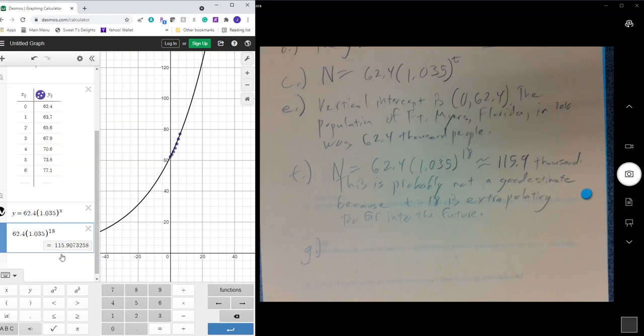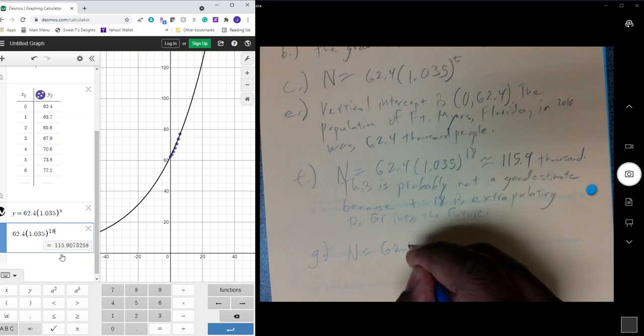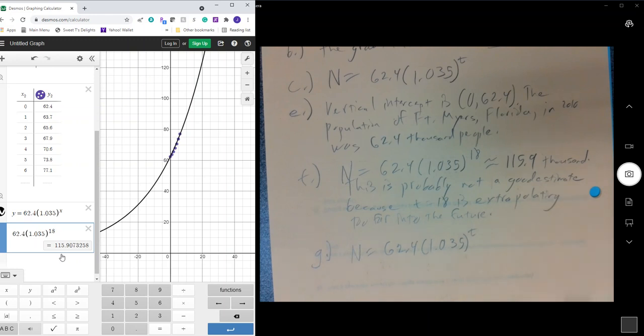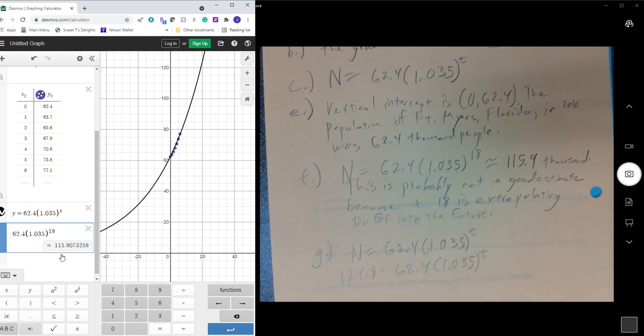Now it says here, use the exponential function of the population, the graph of, or table feature of your graphing calculator to estimate the number of years it would take for the population of Fort Myers to double from 62.4 thousand to 124.8 thousand. Okay. Now, what we could do here, we could do one or two things. We could set this up where we had n is equal to 62.4 times 1.035 to the t, and then we would just have to solve. We would substitute in the 124.8, and then we would just solve for t because we want to know how much is the time.